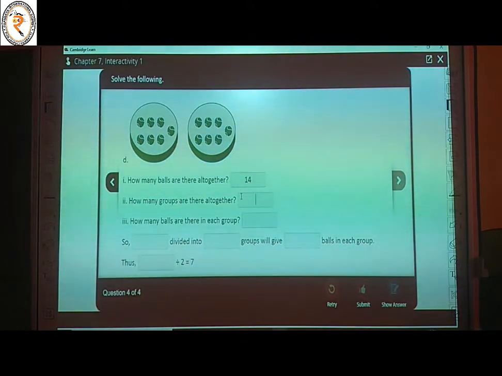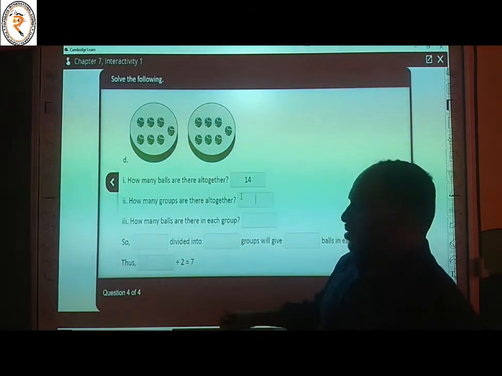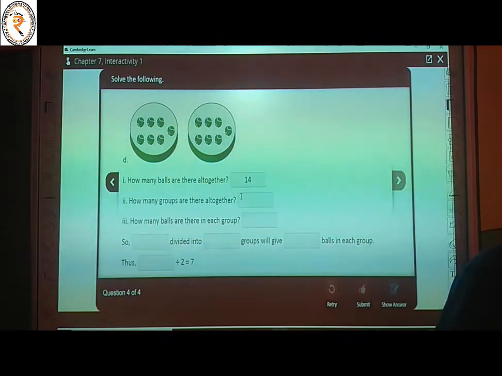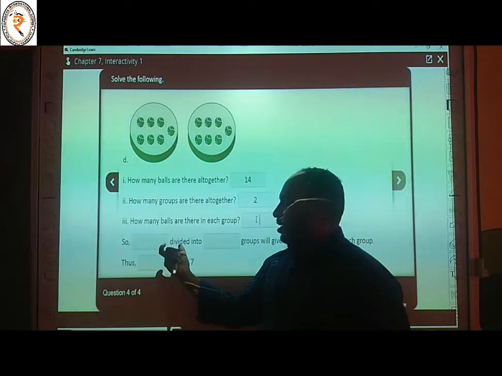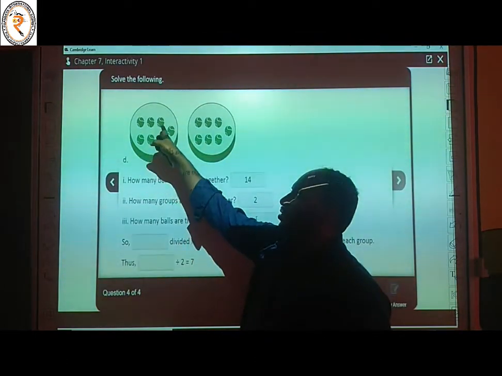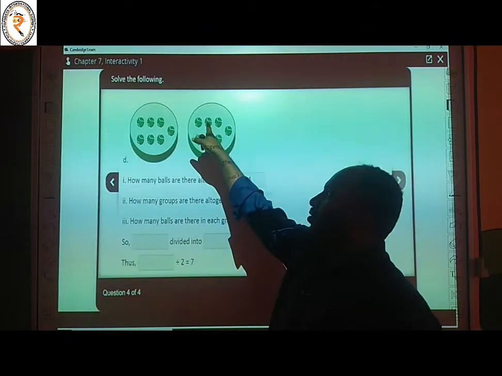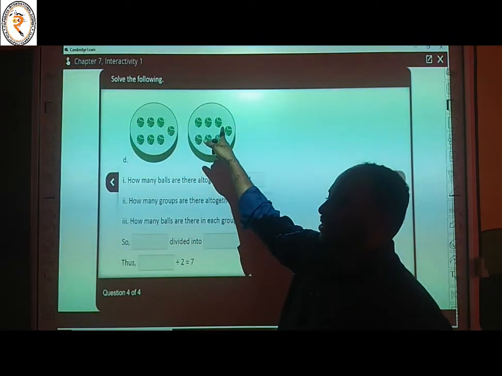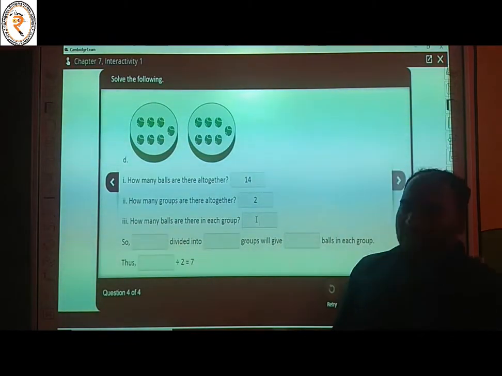How many groups are there altogether? We have only 2 groups. And the third part is how many balls are there in each group? 1, 2, 3, 4, 5, 6, 7. So we have 7 balls in each group.